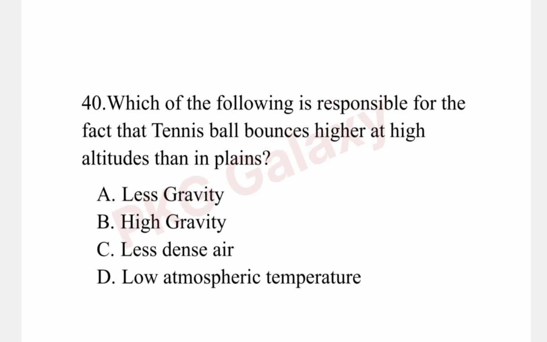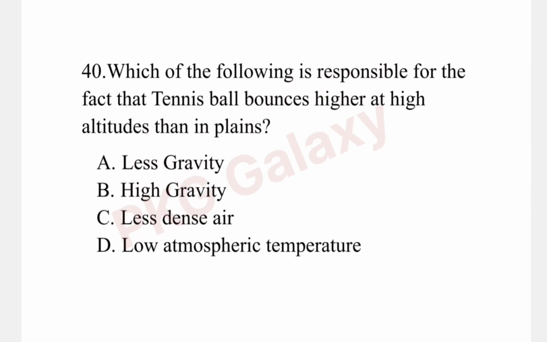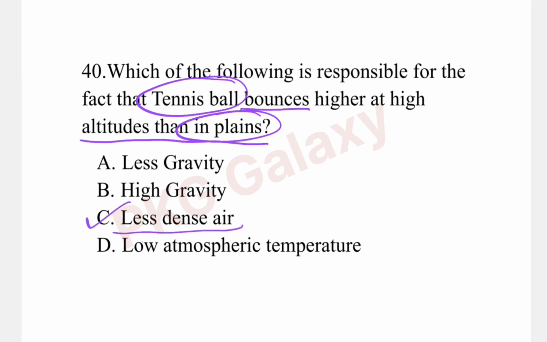Okay, next question. Which of the following is responsible for the fact that a tennis ball bounces higher at higher altitudes than at plains? Option A, less gravity. Option B, high gravity. Option C, less dense air. And option D, low atmospheric temperature. The correct answer is option C, less dense air.